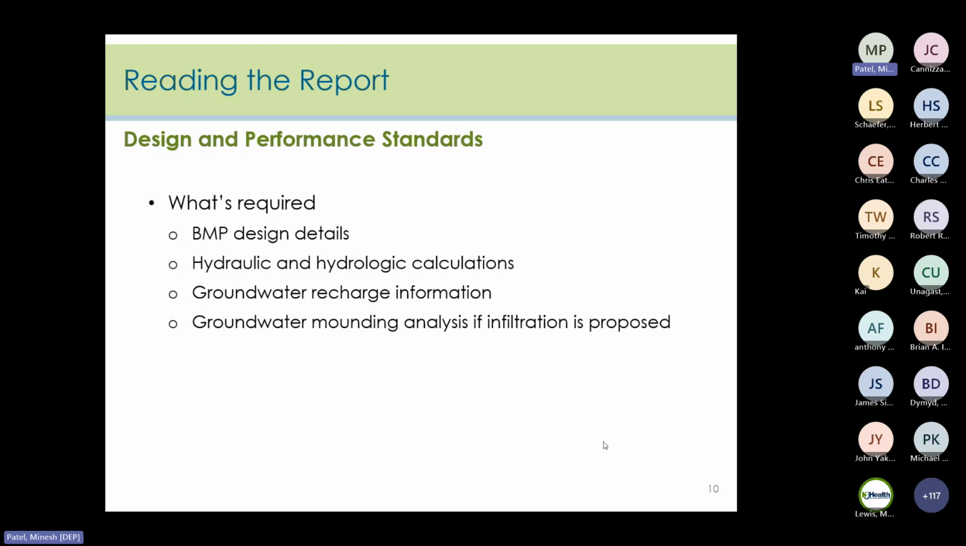The report must include the following information regarding design and performance standards when it comes to what's required, along with any applicable variances, waivers, or exemptions, and how the standards will be met. Again, we find that this is often missing or it does not match up to what is on the plan. So this is very important that this information is provided.